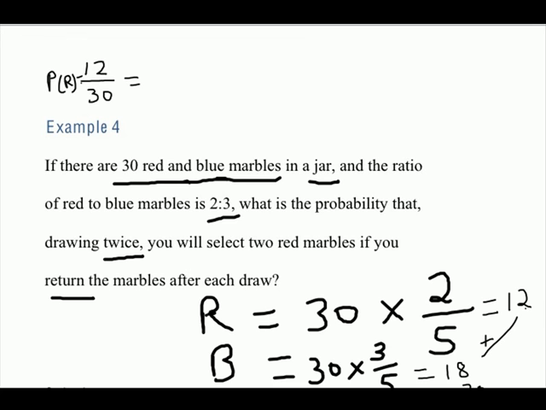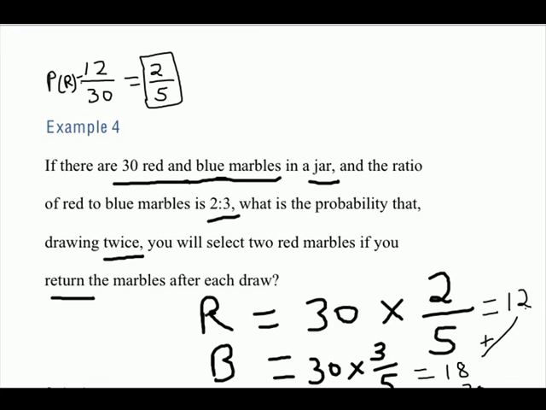This is the same as simplifying, dividing by 6 on both sides. You get 2 divided by 5. So the probability of drawing a red marble in the first draw is 2 by 5.